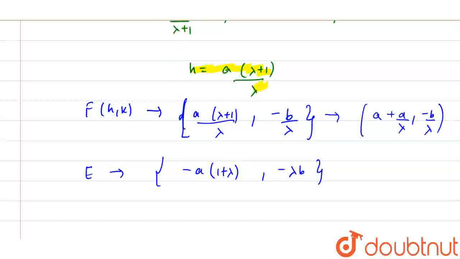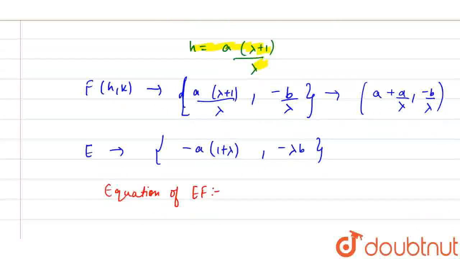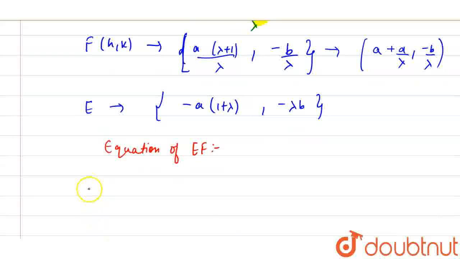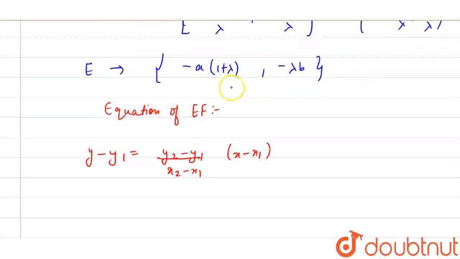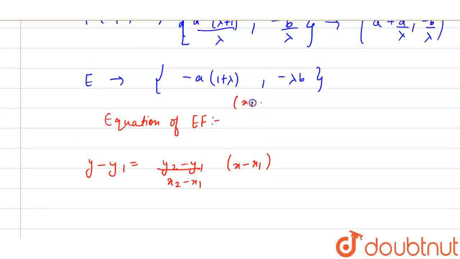Now, if we have to find the equation of EF, we can write it as y minus y1 equals (y2 minus y1) divided by (x2 minus x1), multiplied by (x minus x1). We know that this is the equation. Now we take point E as x1 comma y1, and the coordinates of F as x2 comma y2.